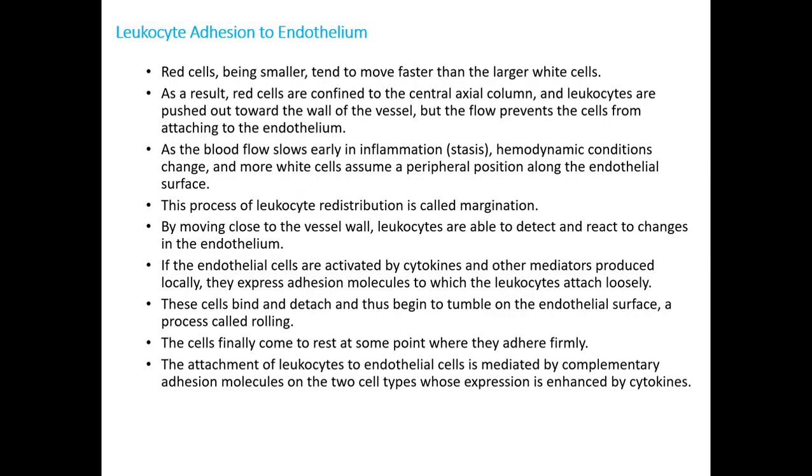By moving close to the vessel wall, the leukocyte will be able to detect and react to changes in the endothelium. What will happen in the endothelium? If the endothelial cells are activated by cytokines and other mediators produced locally, the endothelial cells will express adhesion molecules to which the leukocyte will attach loosely. In the beginning, the attachment of the leukocyte to the adhesive molecule on the endothelial cell is loose. These cells will bind and detach, and thus tumble on the endothelial surface, a process we call rolling.